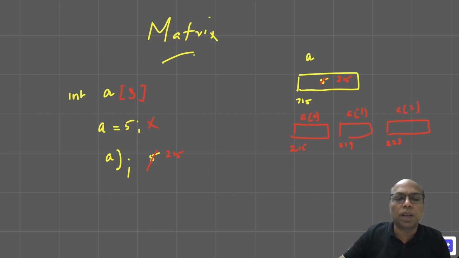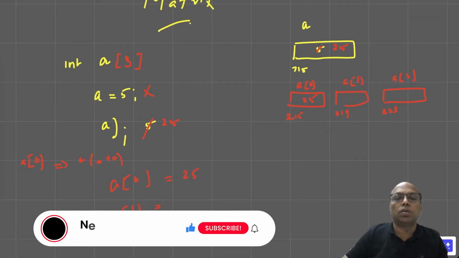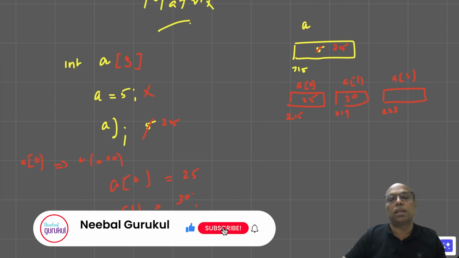What is A of 0? It is nothing but star of A plus 0. A of 0 implies star of A plus 0. A is how much? 215. 215 plus 0 is 215, and star of it is this, right? Therefore, we write here A of 0 is equal to 25. The 25 is stored here. If I want to put here, I can say A of 1 is equal to 30. 30 is stored here. Right? This garbage is there.